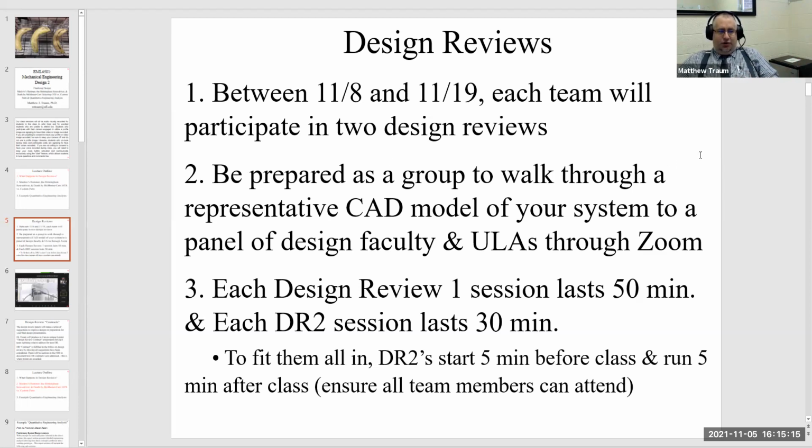Then after we've digested your hedgehog concept, we'll ask you to walk through a representative CAD model for your system. This does not need to be the final CAD model that you submit for the preliminary design report. It just needs to be representative, so all of the major parts are there, assembled in a way that's representative of how the final product will be assembled. We're not yet worried about things like fasteners, fittings, hoses, wire runs, anything that's secondary to the structure.